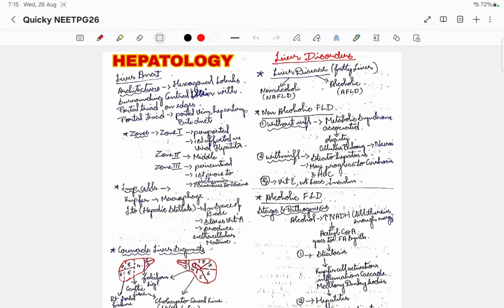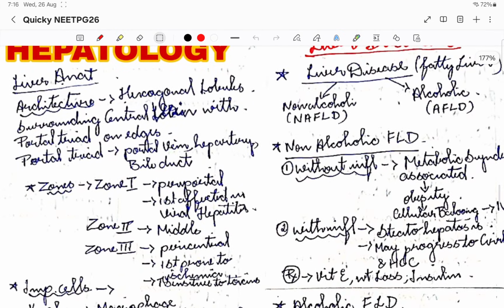Hello guys. So now with the continued topic of abdomen, we'll be dealing with hepatology. Here we'll be studying hepatology. Then we'll also study gallbladder pathologies and also the pancreas. So first we'll see liver anatomy.